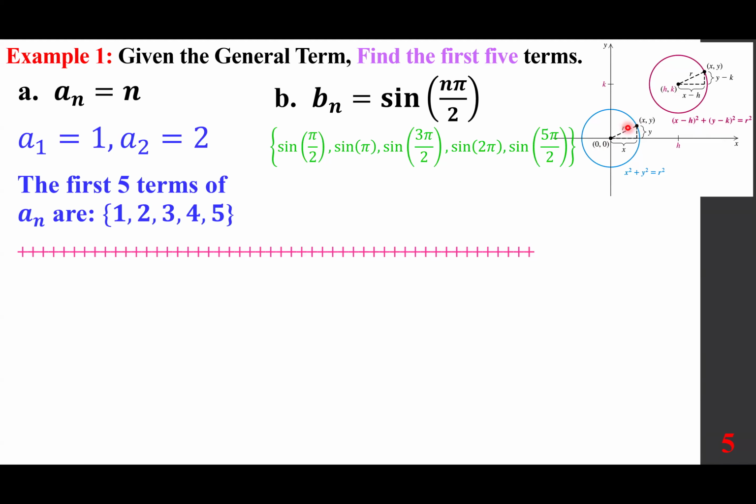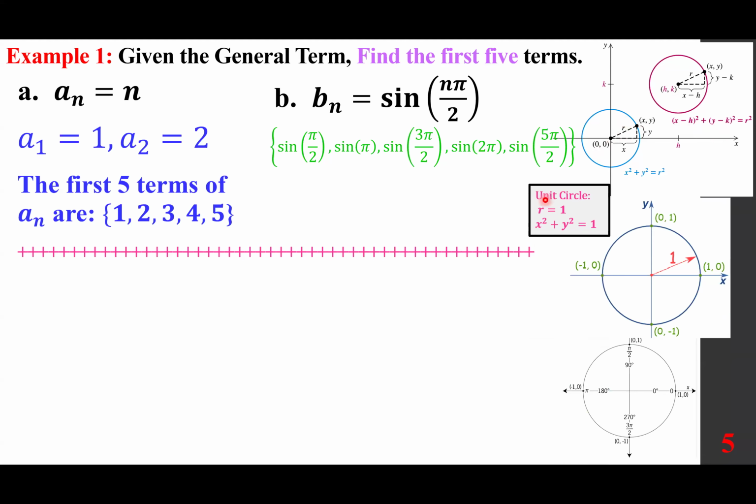If the radius is 1, this one is called a unit circle. So unit circle is the circle centered at the origin with radius being 1, 1 squared is 1, so this is called a unit circle. If we are dealing with a unit circle, make it a little bit larger so we can make it easier to see. This point has coordinates 1, 0, 0, 1, negative 1, 0, 0, negative 1.